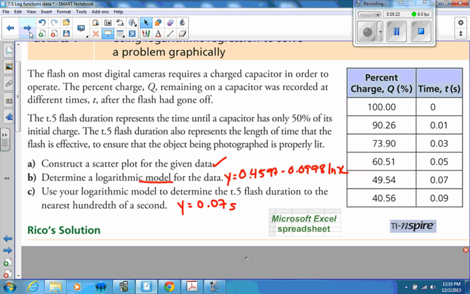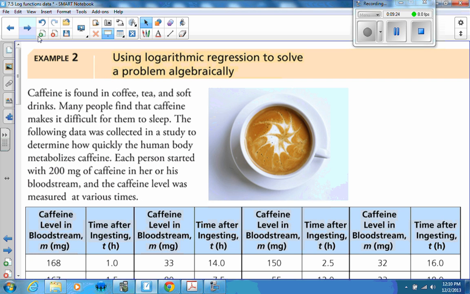We'll do a couple more just to make sure you're comfortable with it. So caffeine is found in coffee, tea, and soft drinks. Many people find that caffeine makes it difficult for them to sleep. Caffeine actually elevates you, then you hit a huge crash because it's technically a depressant. But anyways, the following data was collected in a study to determine how quickly the human body metabolizes caffeine, which means breaks it down to get rid of it, right?